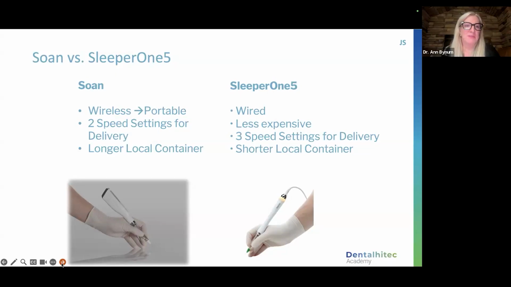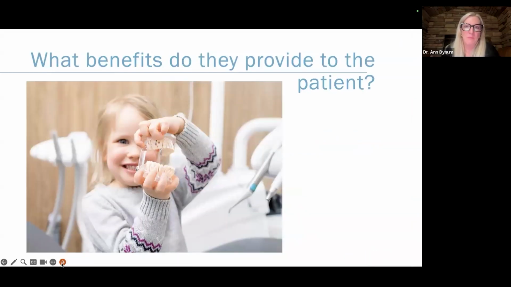Yep. We have 4 treatment rooms, and the SOAN lives in a room. So the SOAN lives in treatment rooms 1, 2, and 3, a SOAN in each room, and treatment 4 is the SleeperOne. Whatever room I get dinged to, I just go in there and use the device. We have 5 doctors that work in our practice, and none of us care between these 2 devices either. I thought I would really be swung towards the SOAN because I got it first, but now that we have both devices, they're so easy to use.